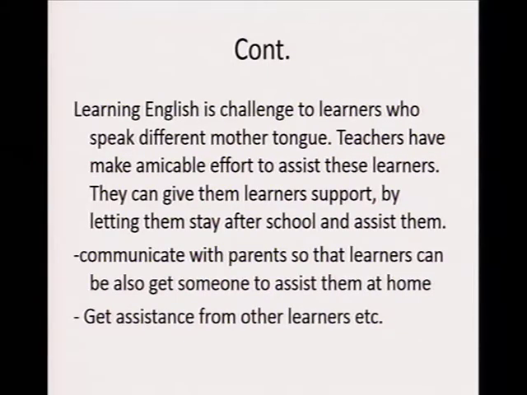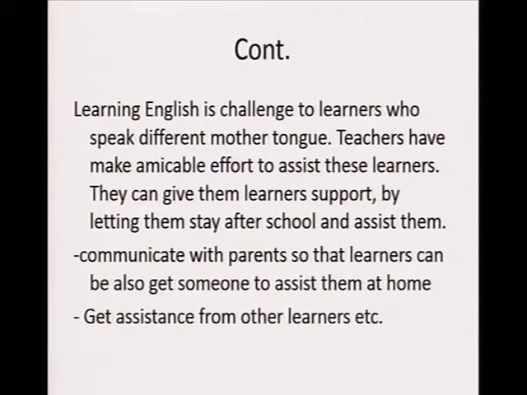One thing that I have noticed is that learning English is a challenge to learners who speak different mother tongues. And teachers have made an amicable effort to assist these learners. How can we assist the learners now? You have learners in your class who speak different mother tongues. And different researchers have proved that different mother tongues sometimes have an effect on the learning of English. How can we deal with these findings? How can we assist our learners who speak different mother tongues and we are teaching them English? How can we assist them to learn English with ease?